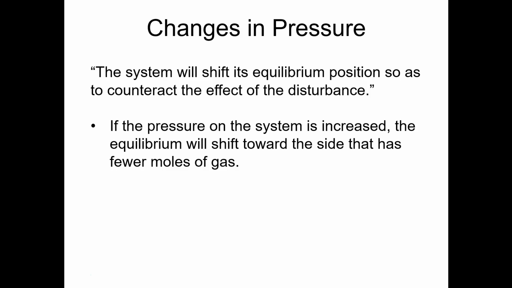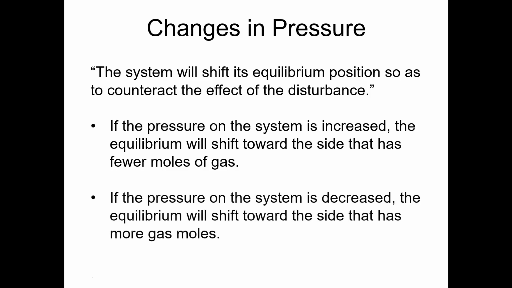It says, oh, the pressure just went up. I'm going to shift toward the side that has fewer gas moles to make the pressure go back down. If the pressure on the system is decreased, the equilibrium is going to shift toward the side that has more gas moles. I just lowered the pressure. The reaction says, oh my gosh, the pressure just went down. I'm going to shift toward the side that has more gas molecules to try and raise the pressure again.